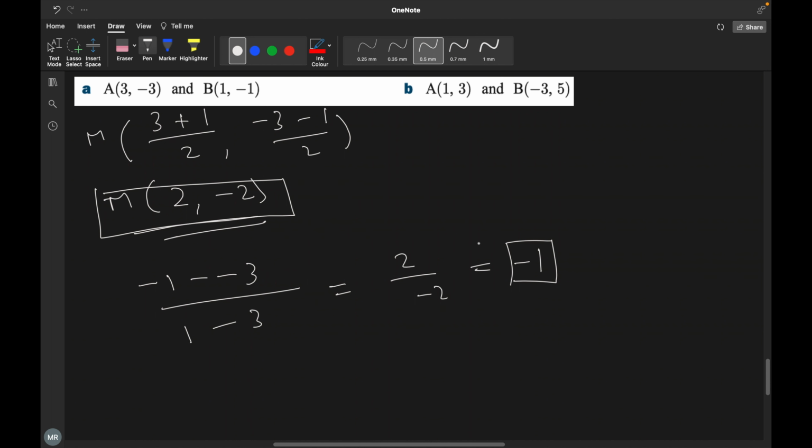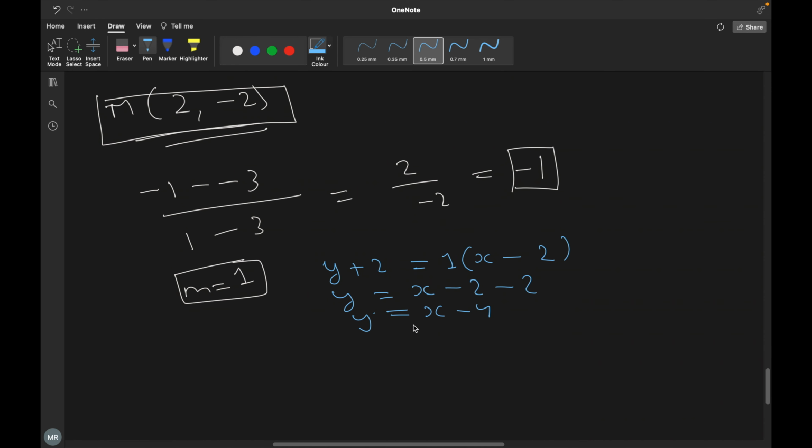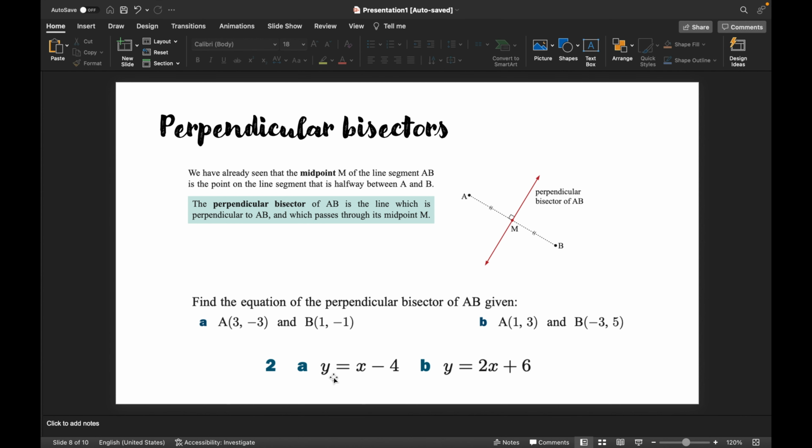This is the gradient of the line. So the negative reciprocal of this would be 1. So m equals 1. Okay, now that we have the midpoint and we have the gradient, let's find the equation. So it would be y plus 2, because it's negative, equals 1 into (x minus 2). So it would be y equals x minus 2 minus 2. So that would be x minus 4. So this is our equation. Let's cross verify. Yes, this is what we also got.